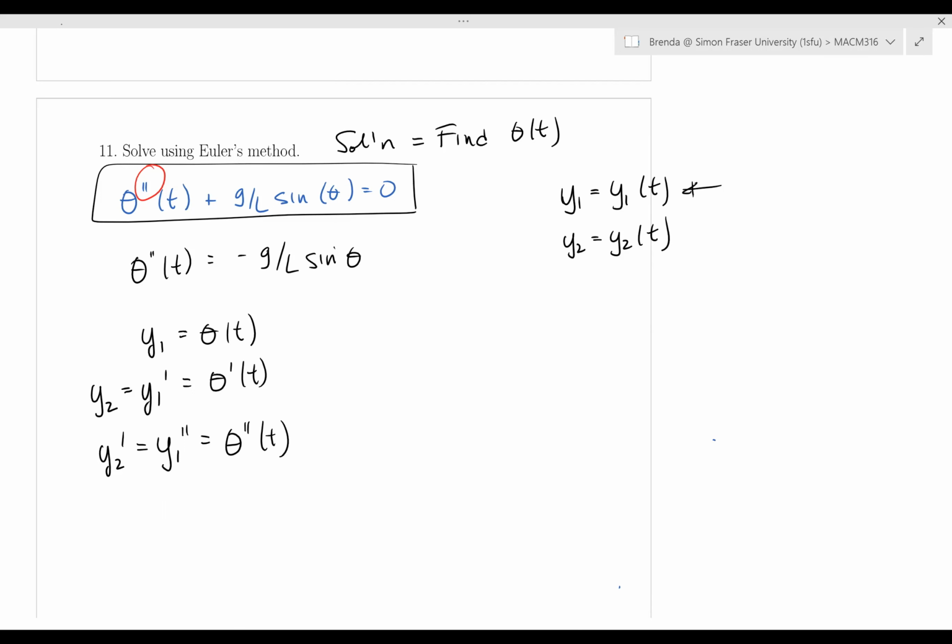But this is where the procedure stops, because we know what theta double prime is. That is minus g over L times sine theta. And in my new scheme, theta is y1.